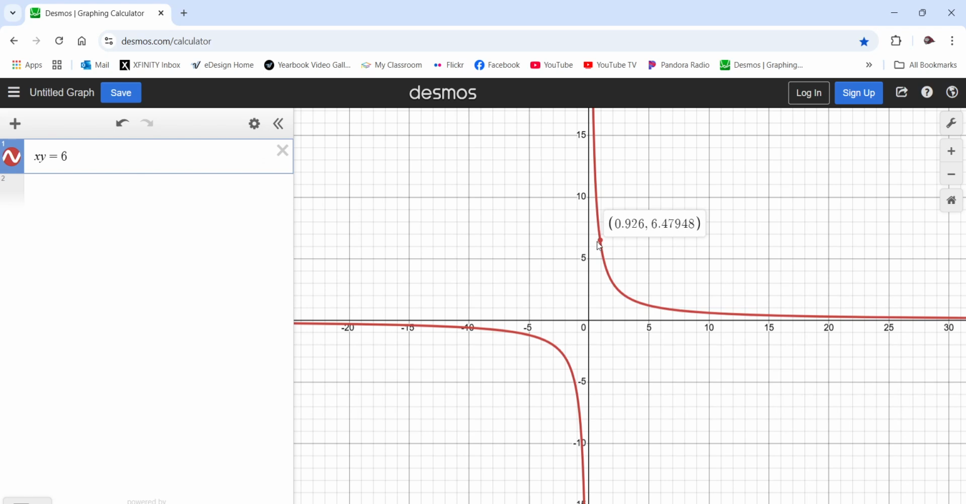What was it? When it was at 1, it was at 1,6. Okay? There it is right there. You see it? 1,6. How do you know it's 1,6? Because if x is 1, what's y equal to? It's 6, right? Because 1 times y equals 6. Would you agree with that? All right. What if x was negative 1?